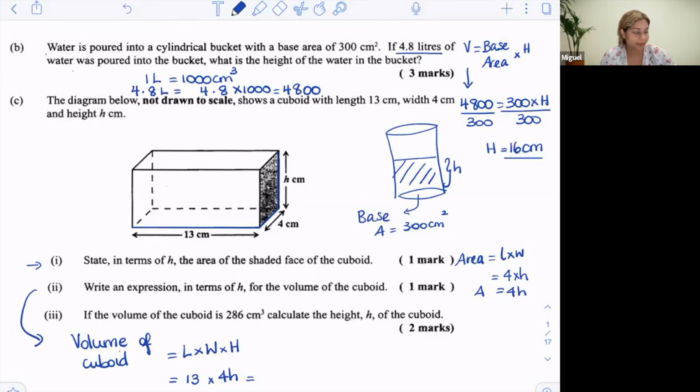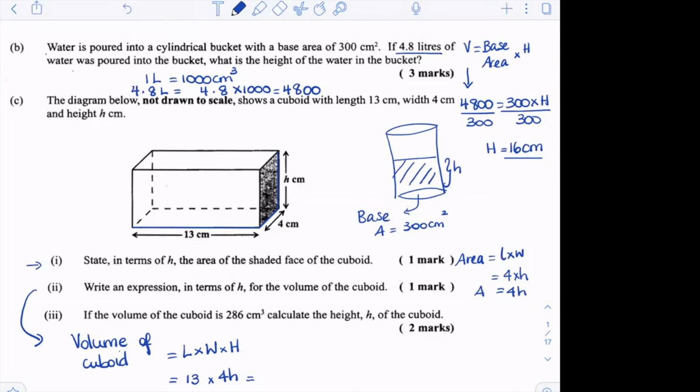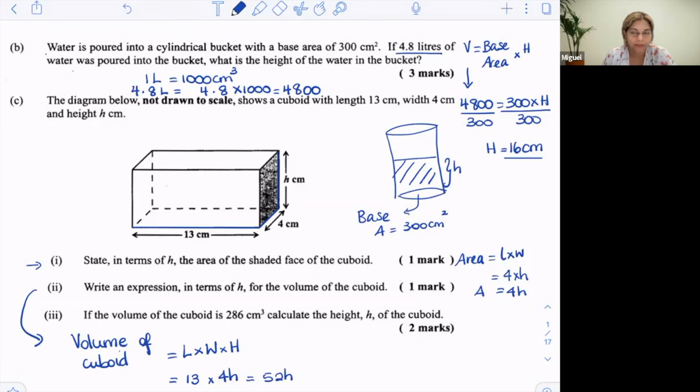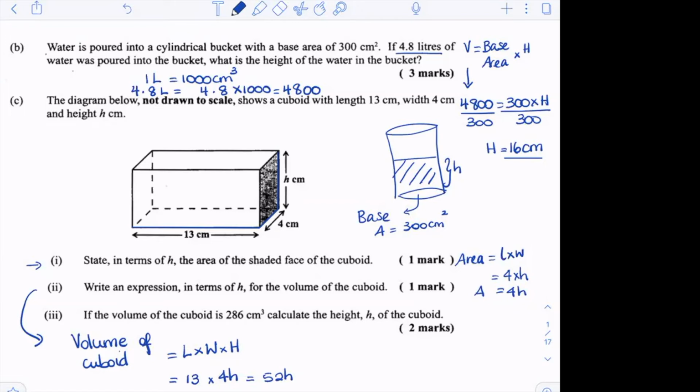What is 13 by 4? 52. 52H. Do you all understand so far? Yes, miss.